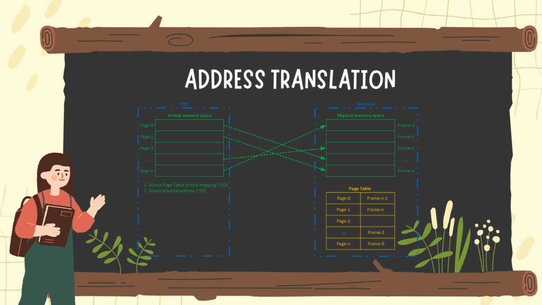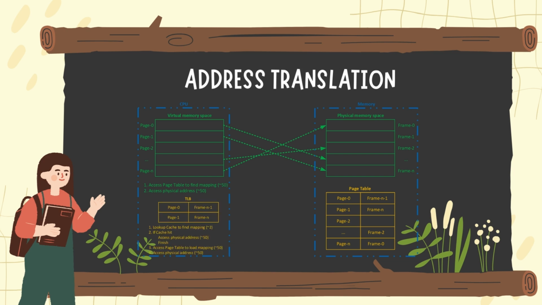When the CPU needs to access data, it first consults the page table to translate the virtual address into a physical address, a process that typically incurs a small latency, 50 nanoseconds. Once the physical address is determined, the actual memory access occurs, adding another similar latency, total 100 nanoseconds.